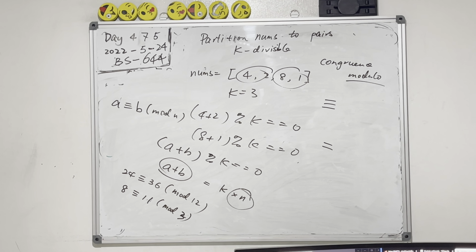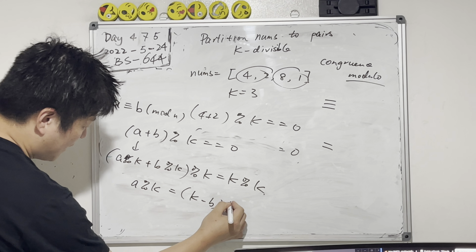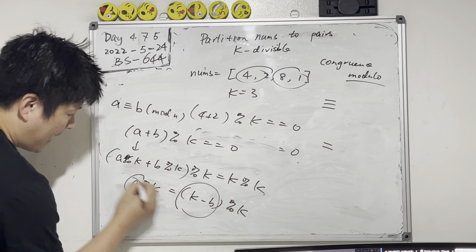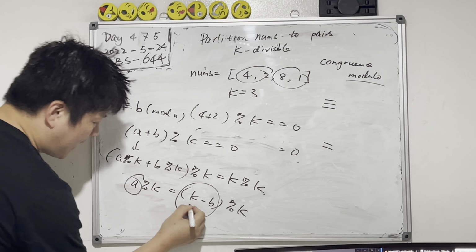Okay, so coming back to this question, we want to look for a plus b modulus k equals 0. So we can rewrite this as a modulus k plus b modulus k equals k modulus k, okay? Then we can rewrite this into a modulus k equals k minus b modulus k. Okay, so look, a and k minus b is a pair. So for example, if this number is 4, 4 modulus 3 equals 1, right? So it has remainder 1.